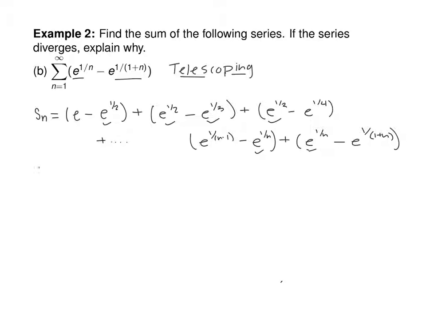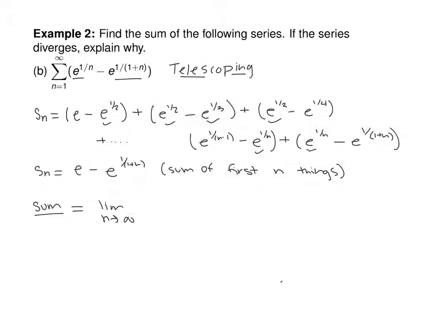So the only terms left when we've listed out this nth partial sum are e, and the last term, e to the 1 over 1 plus n. And so now this is the sum of the first n things. If you want to add up the first 100, 1,000, million, trillion, billion, if you want to add up an infinite number of things, the actual sum will equal the limit as the number of things you're adding goes to infinity.